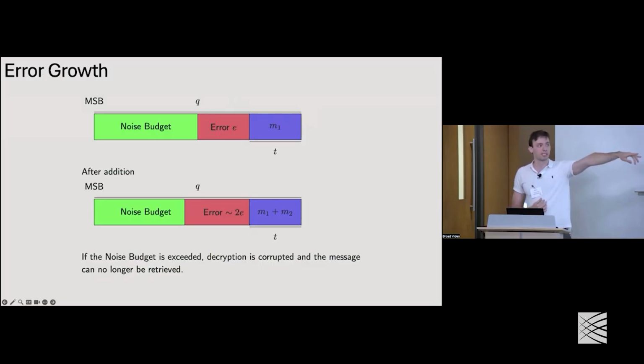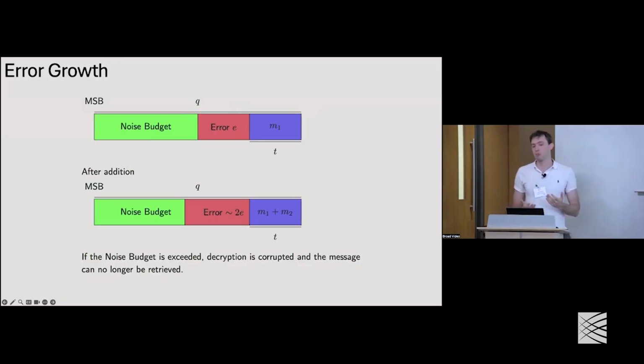So as we saw with the addition, our error increased twofold. And if we keep doing these operations, our error can grow. And once the error exceeds the noise budget, because we're working modulo Q, it's going to wrap around the ring and it's going to enter what is our payload. And it's actually going to corrupt our message. And we will no longer be able to decrypt.